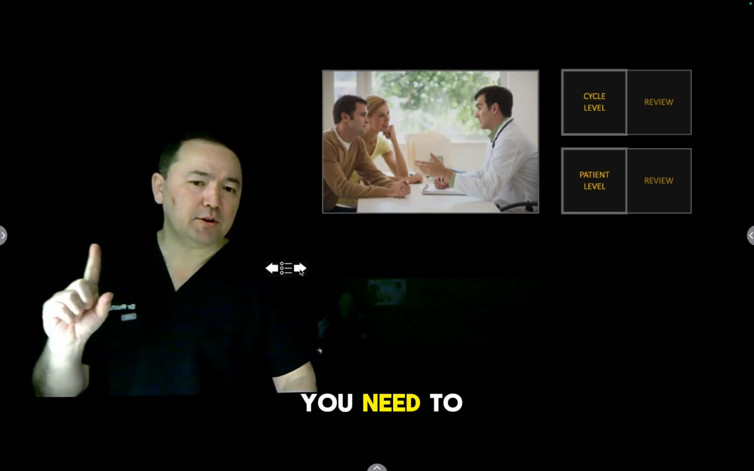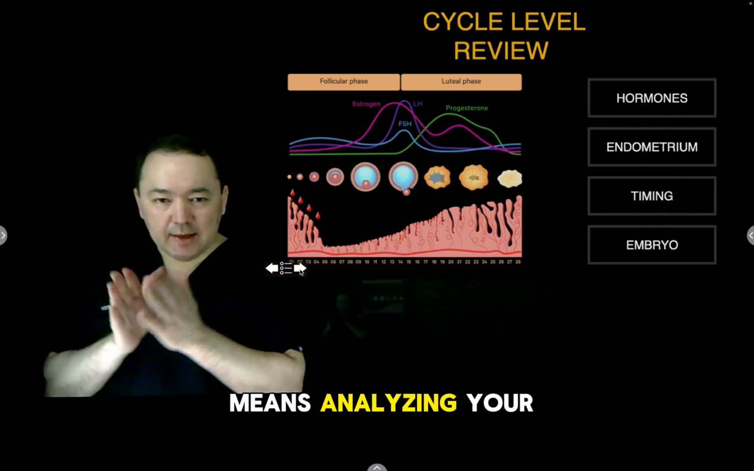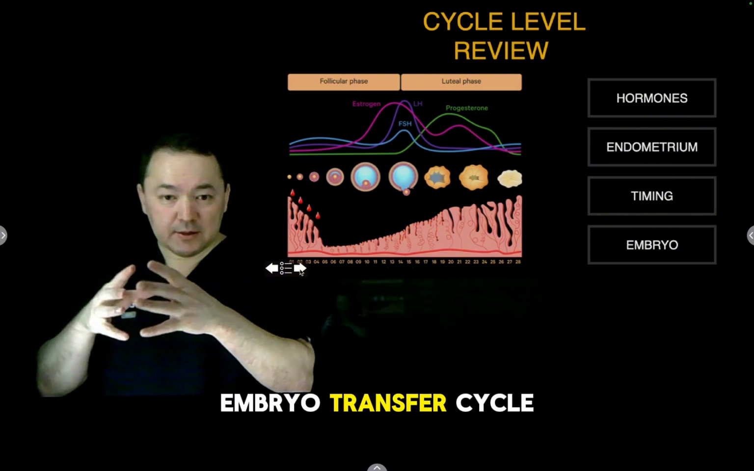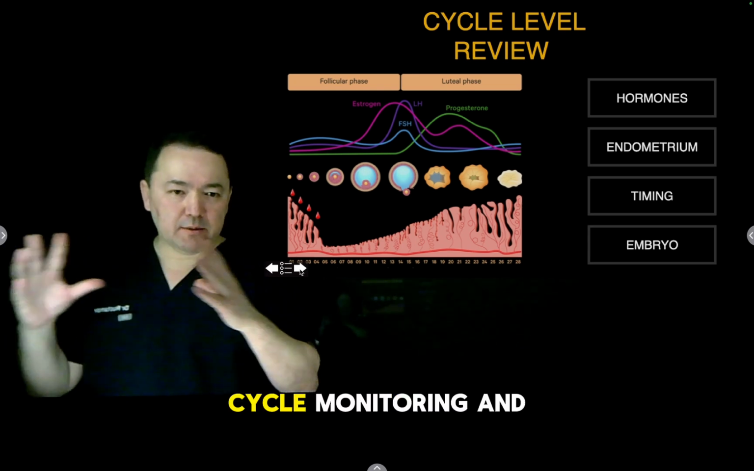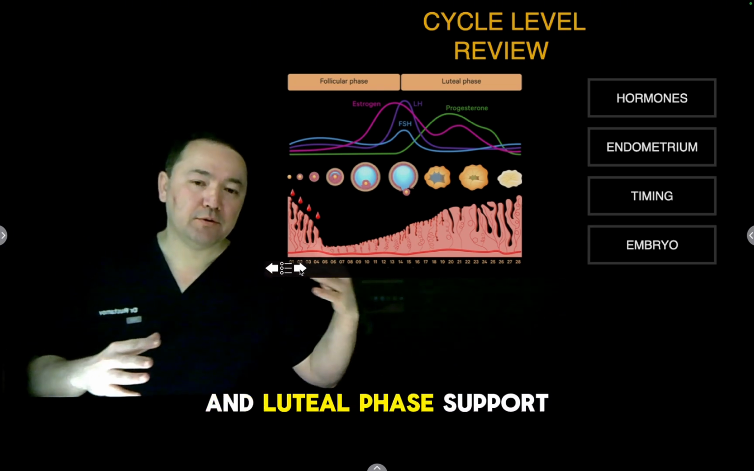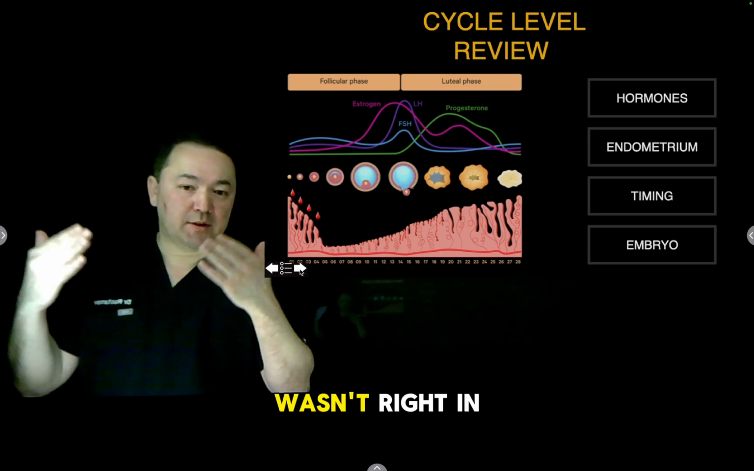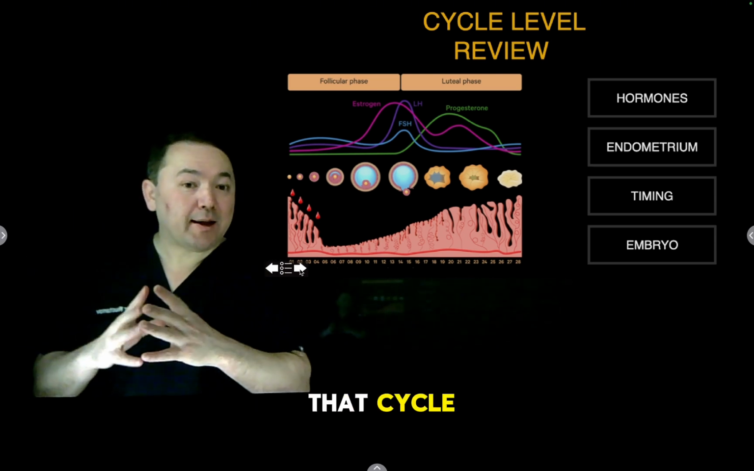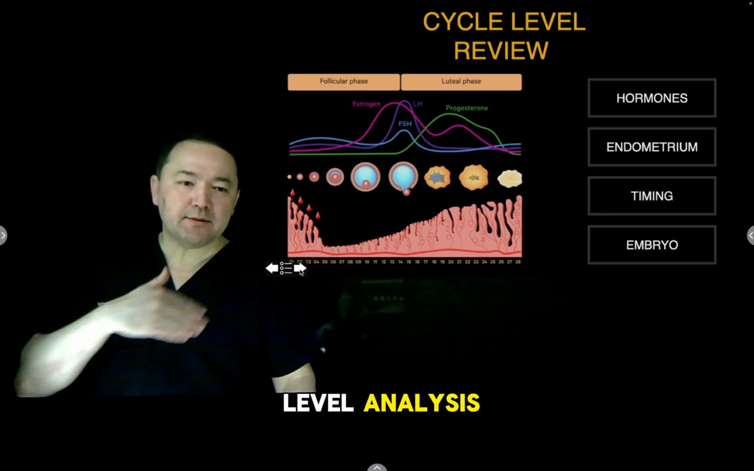For that, first you need to do cycle level analysis. Cycle level analysis means analyzing your embryo transfer cycle from the beginning, from the first day of your menstrual period, cycle monitoring and embryo transfer and luteal phase support. Try and understand if there's something that wasn't right in that cycle. The second is you do patient level analysis, which I will explain later.